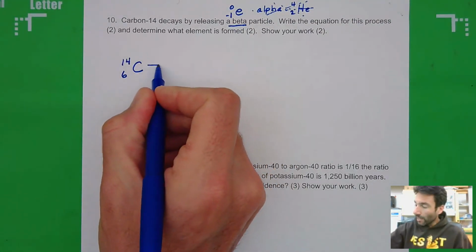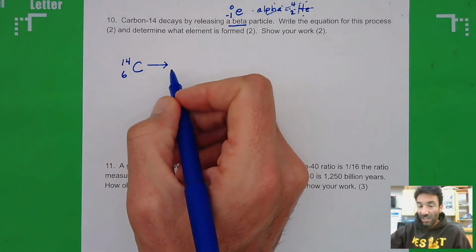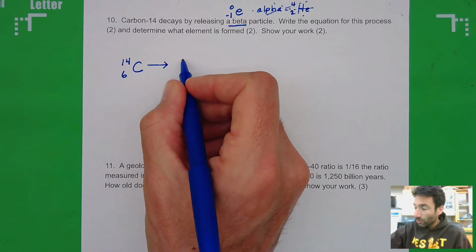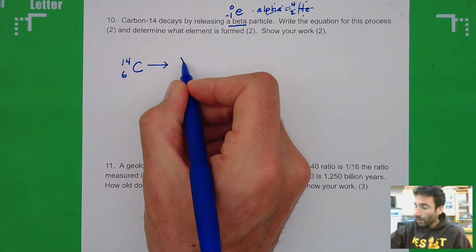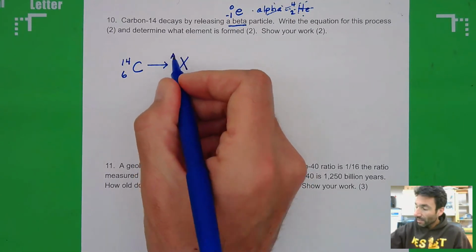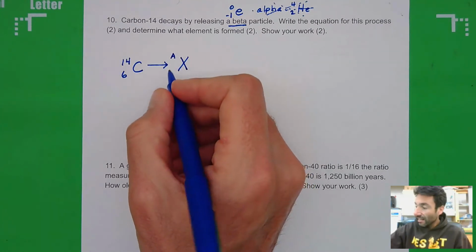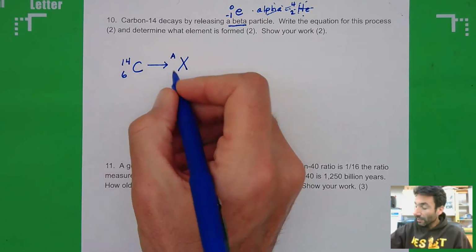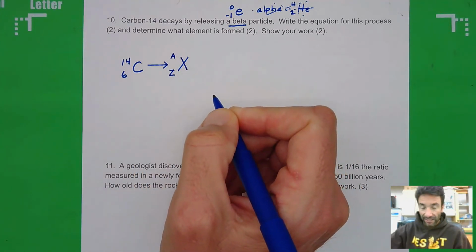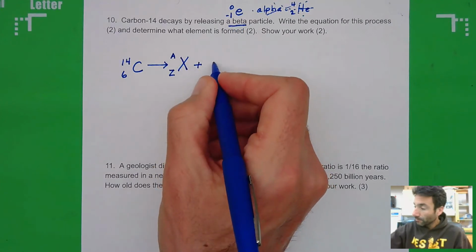And it is going through radioactive decay, and it is decaying into some material. I don't know what it is. That's the whole point of this question. So I'm just going to put a placeholder here. It's an X, and I'm going to mark the atomic weight as A and the atomic number as Z. We've got to figure those things out. I do know that it also gives off a beta particle.